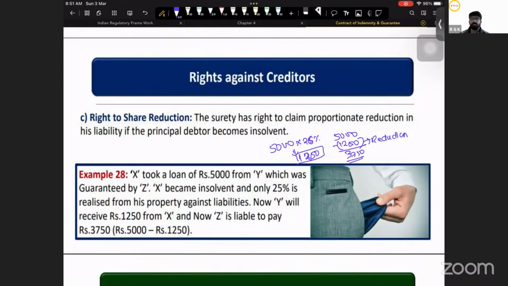It normally happens when the principal debtor becomes insolvent and only dividends out of his property can be recovered. Surety has the right to claim proportionate reduction in his liability if principal debtor becomes insolvent. These are the three rights available for surety against creditor.